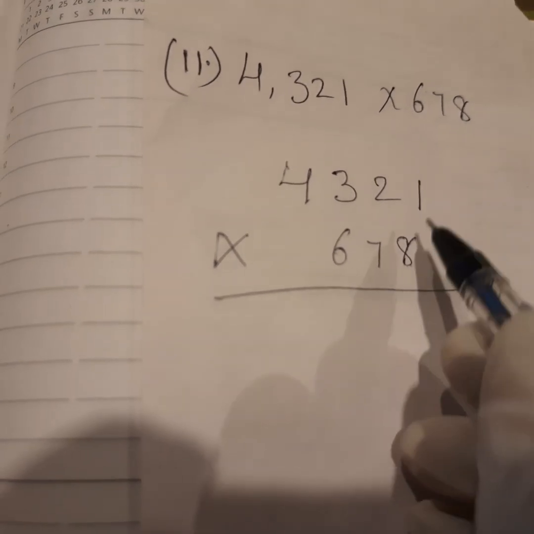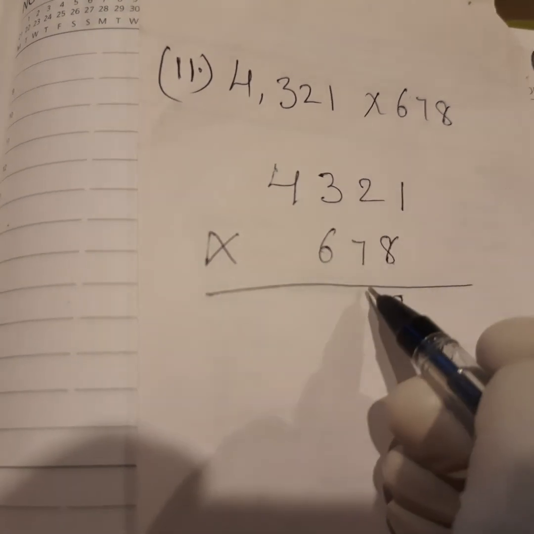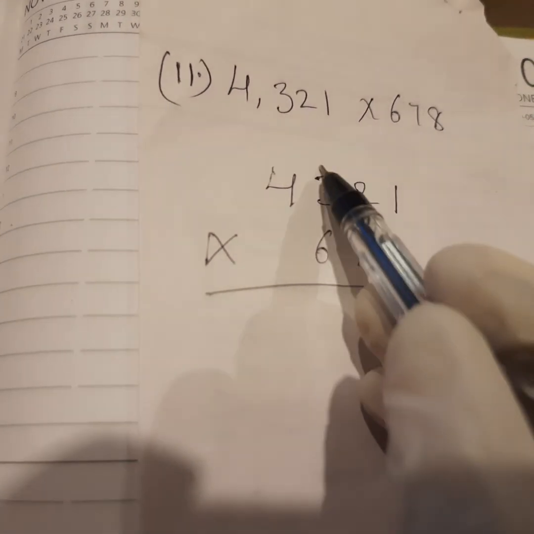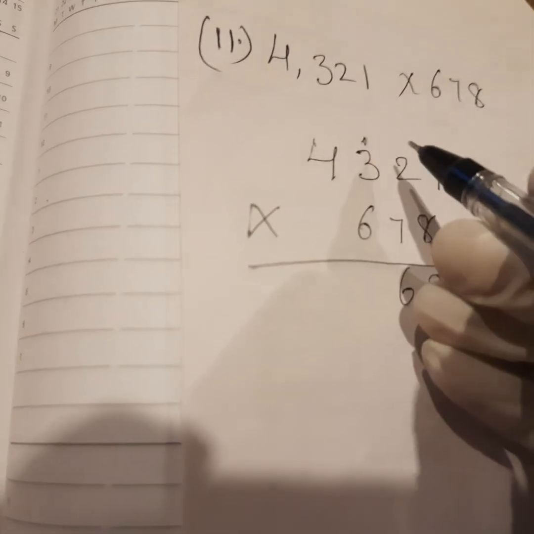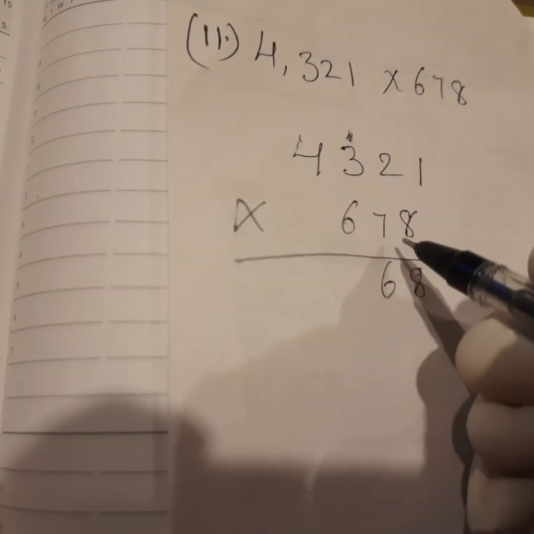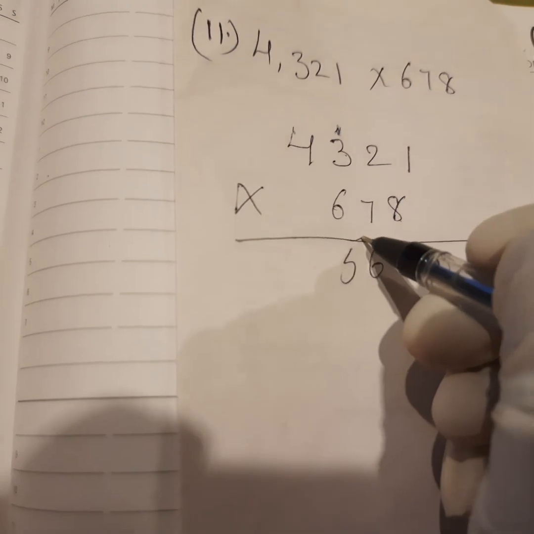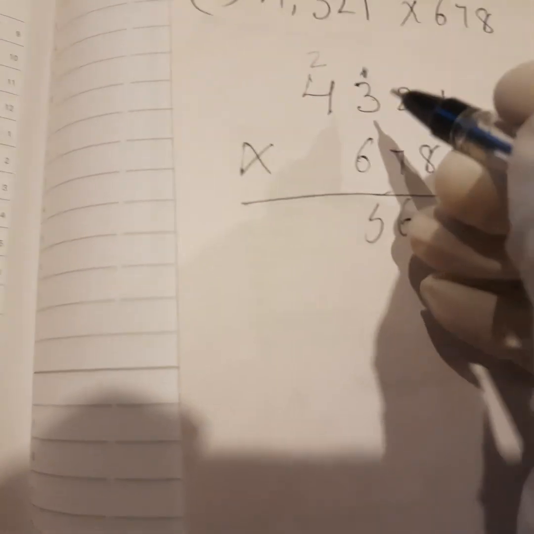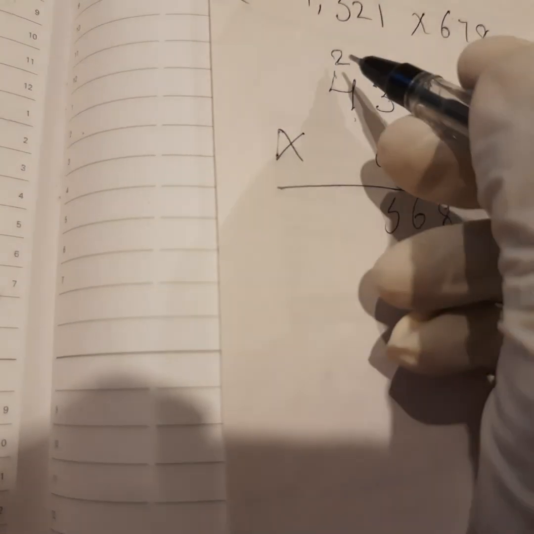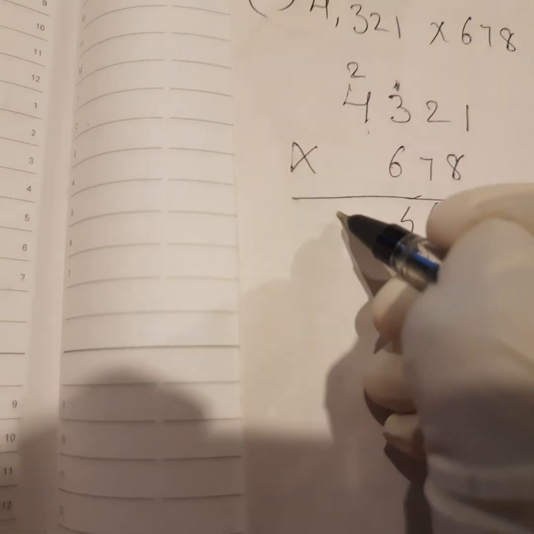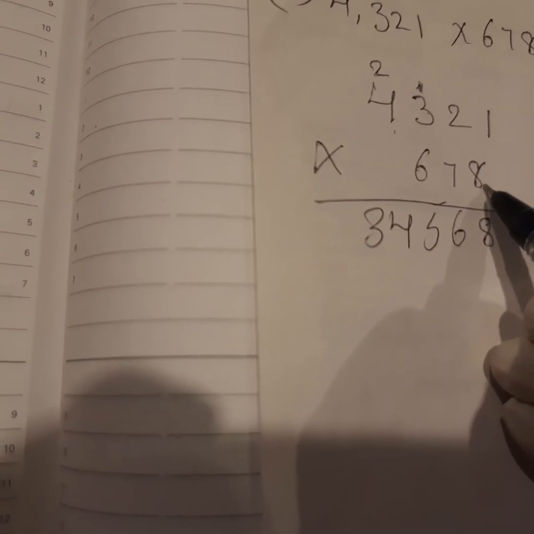Okay, let's start. 8 ones are 8, 8 twos are 16, 6, 1 carried. 8 threes are 24, 24 plus 1, 25, 5, 2 carried. 8 fours are 32, 32 plus 2, 34. So this first digit, 8, is done.